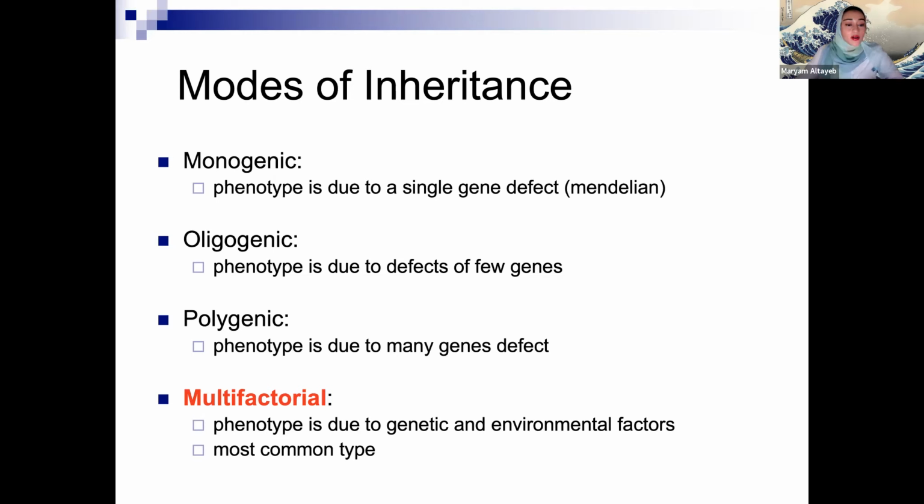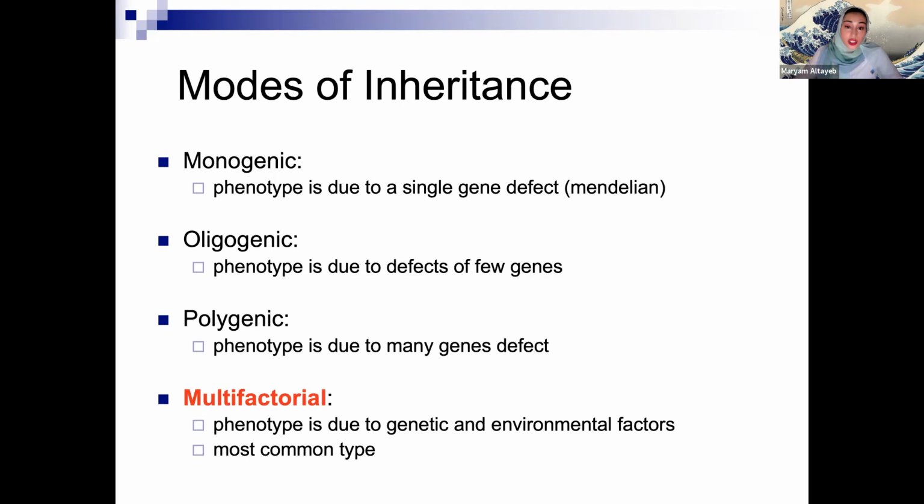And then you have something called oligogenic. So oligo means few. So defects in a few genes that lead to whatever clinical manifestation it is. And then polygenic is due to a defect in many different genes. So again, poly means many, genetic refers to genes. But the most common type is multifactorial, meaning it's not only genetic, there's genetic and environmental factors that go into it.